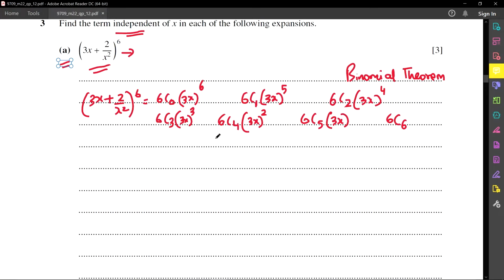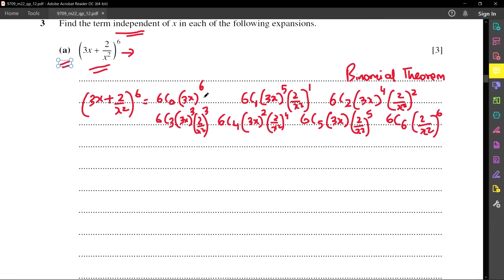And coming to the 2 by x squared, it starts from the second term, so power 1, and here you have (2 by x squared) whole square. Then here you have (2 by x squared) whole cube. Here you have (2 by x squared) whole power 4, (2 by x squared) whole power 5, finally (2 by x squared) whole power 6. Just need to put a plus in between. You're done with the expansion.